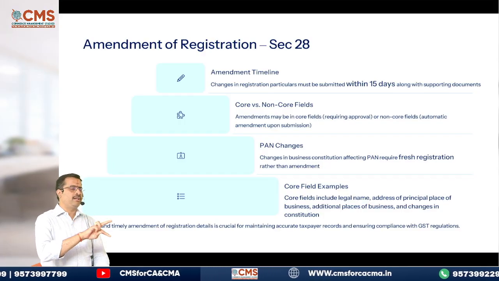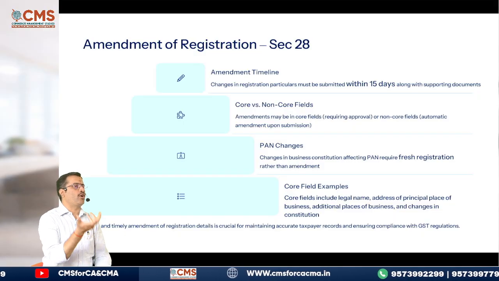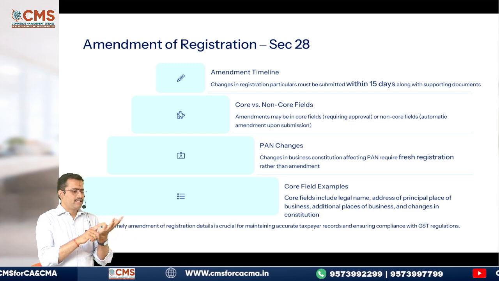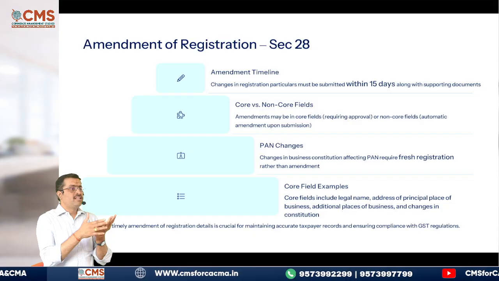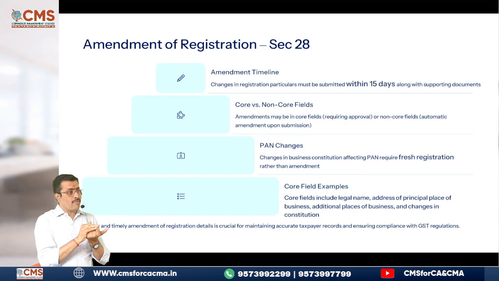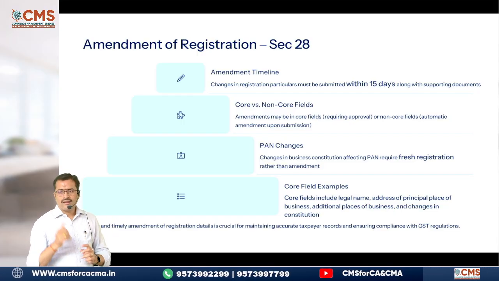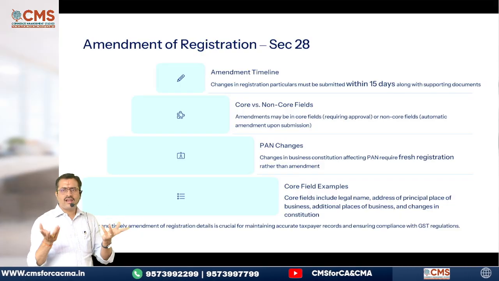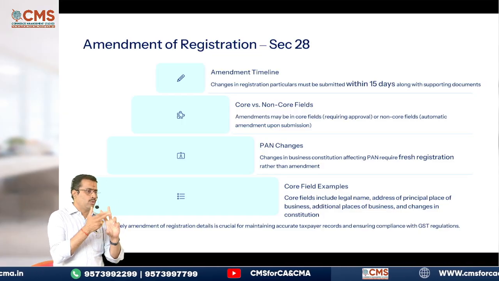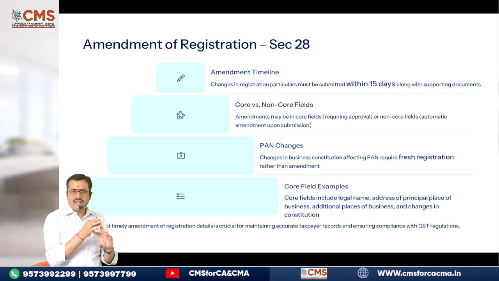This amendment can happen in two ways. Amendment in core fields, amendment in non-core fields. Core means important. So what could be a core field, you tell me? Change in the principal place of business is a core field. Change in the constitution is a core field. Change in the nature of business is a core field. Change in the name also is a core field. What could be a non-core field now? Phone number, email ID, these all are your non-core fields. So an application for amendment can happen for two reasons. Number one, change in the core fields. Number two, change in the non-core fields.